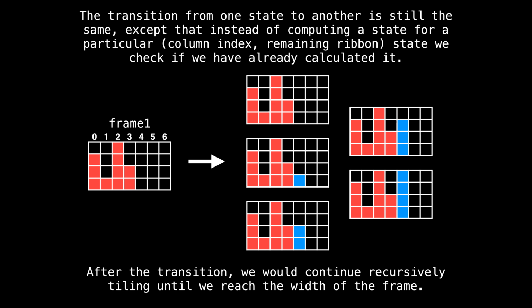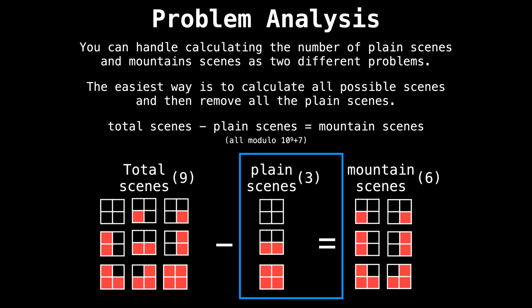With this approach, the transition from one state to another remains the same. However, before you would attempt to count the number of ways to tile the remaining portion of a frame, you would check if you have already calculated it. Alright, now that we understand the idea behind counting all the scenes, let's take a look at how to count the number of plain scenes, which will allow us to find the number of mountain scenes.